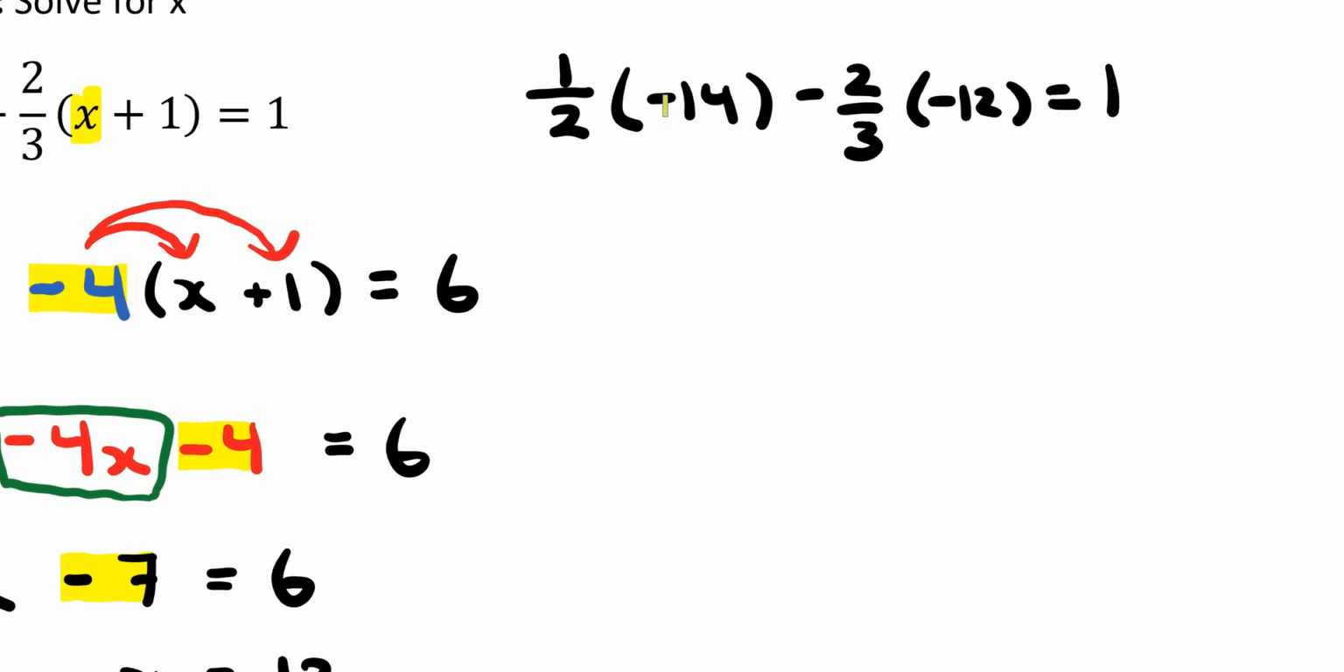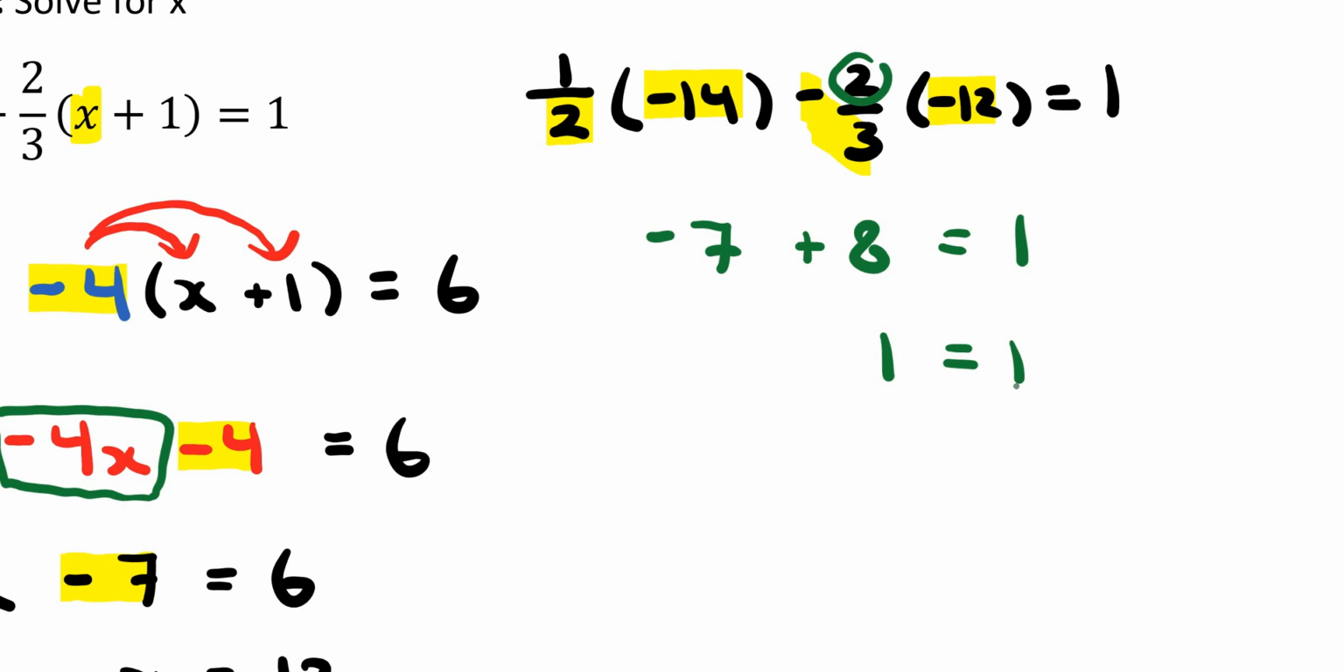So let's go ahead and do the math here. Negative 14 divided by 2 is going to be negative 7. Okay, and then negative 12 divided by negative 3 is going to be positive 4, times the 2 will be positive 8, and negative 7 plus 8 equals 1, and we do get 1 equals 1. So just verify your work by putting your answer back into the original problem.